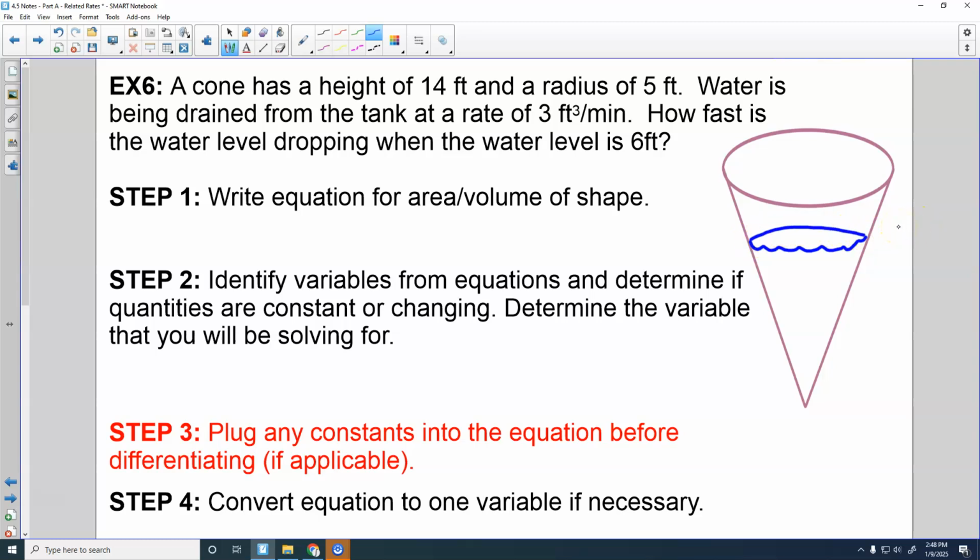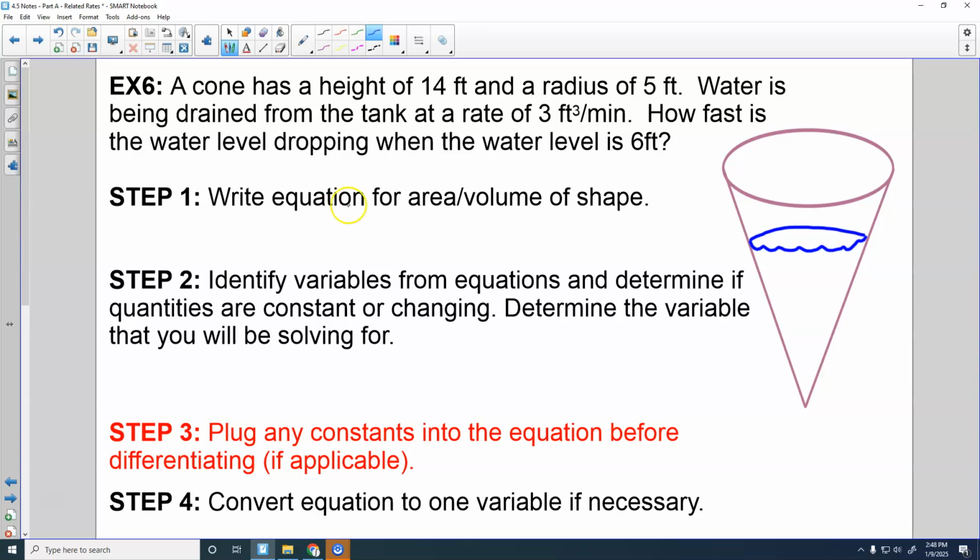So as you drain this cone, definitely the height of the water is decreasing, right? What about the radius of the water? It's also changing, right? So that's what makes this a lot more difficult than the cylinder. In the cylinder, the radius did not change, so we could plug it in before we took the derivative. In this case, your radius and your height are changing whenever you do this problem.